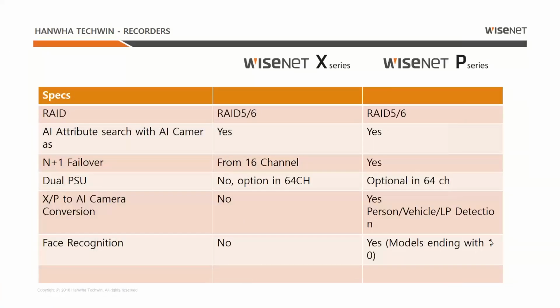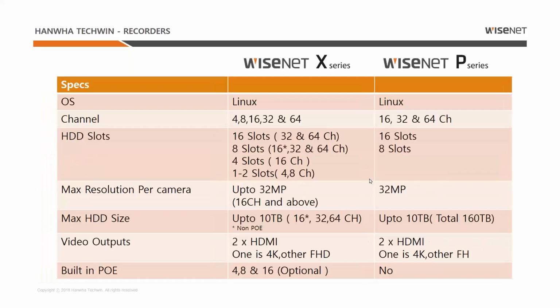Second, the model should end with 10. Third, you need an AI camera also. Okay, you have to use an AI camera from P series plus you have to use a P series NVR with the special version 10. So you have to keep two conditions in mind. Both the camera should be AI as well as the NVR should be AI. Got it? So that is your P series AI NVR criteria to decide.